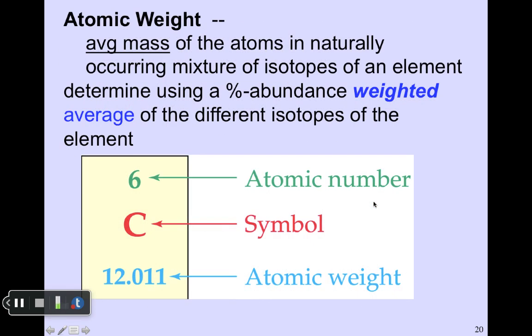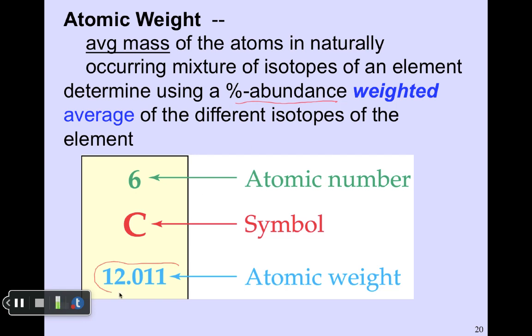Now, atomic weight that you see on the periodic table is derived, as we were beginning to discuss towards the end of class today, to include the contributions from different isotopes of an element. The average mass of atoms in a naturally occurring sample of an element, including the various isotopes, is calculated using percentage abundances and a weighted average of these different isotopes of an element.